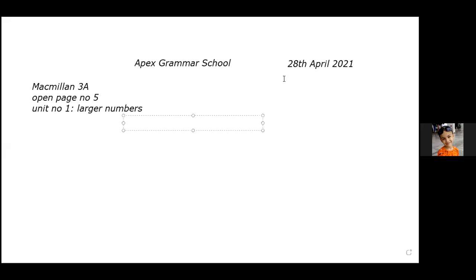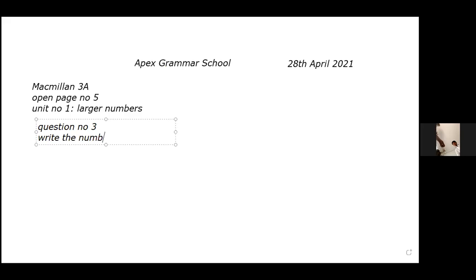So on page number 5, we are going to start our work from question number 3. The question is: write the number shown on the abacus.